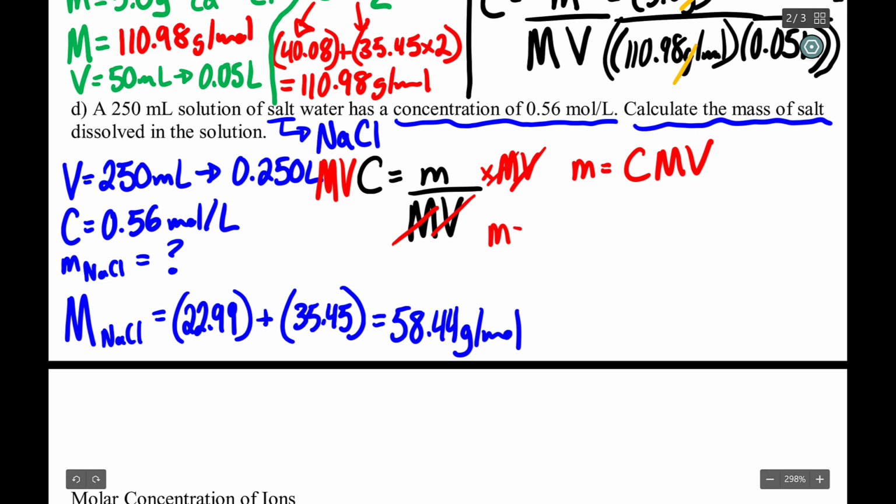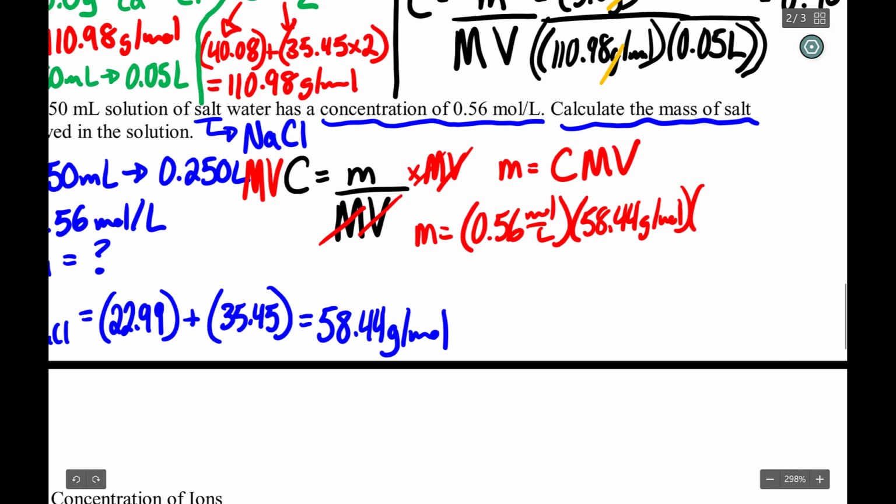So let's put those numbers in there. The concentration is 0.56 moles per liter. The molar mass is 58.44 grams per mole. And the volume is 0.250 liters. We're going to cancel out the liters. We're going to cancel out the moles. And we're going to put this into our calculator.